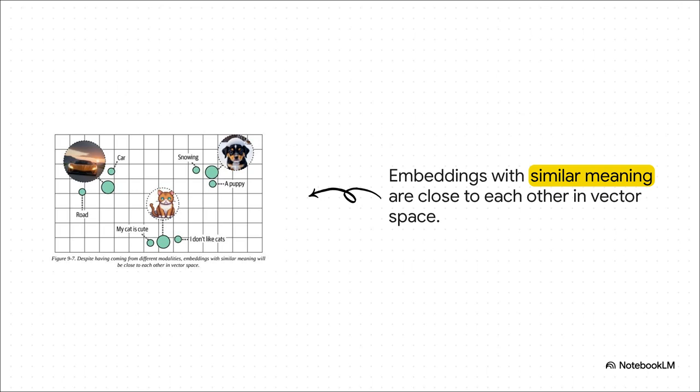Think of it like a giant library where things are organized by what they mean, not by what they are. In this space, an image of a cat is a super close neighbor to the words, "my cat is cute." But it's way, way on the other side of the library from a picture of a car. It's all about conceptual closeness.